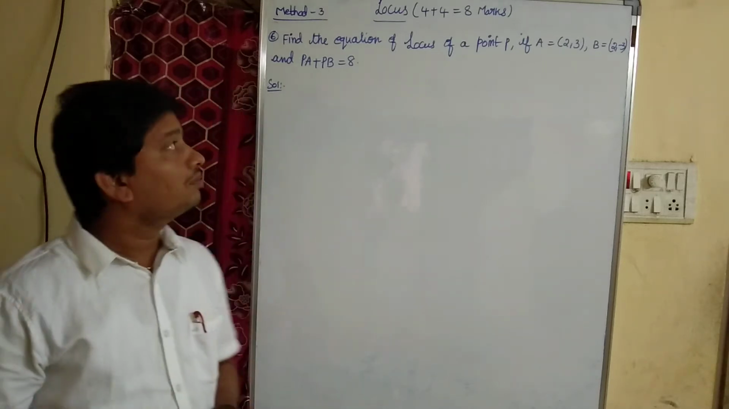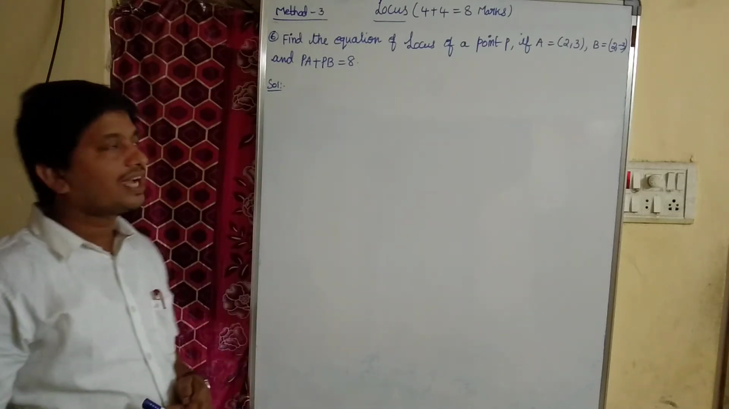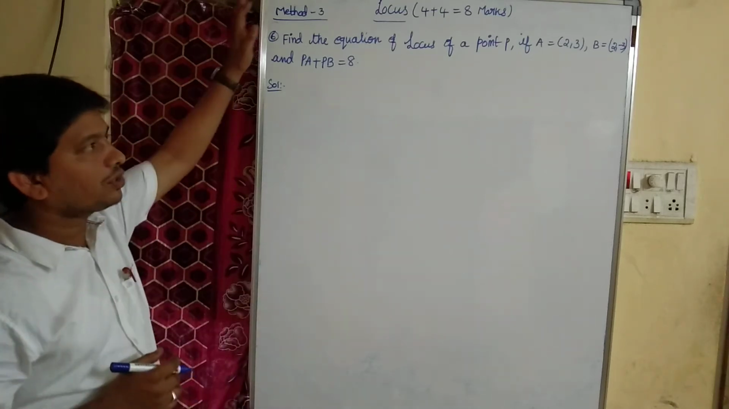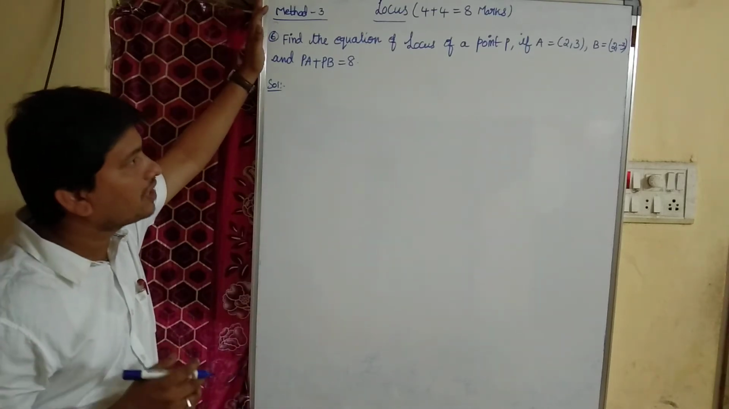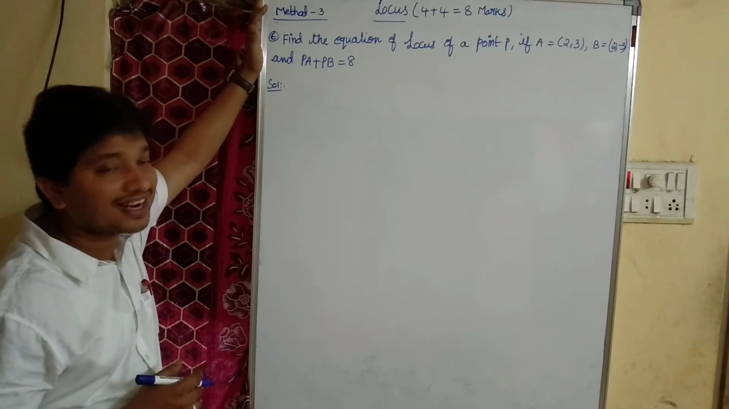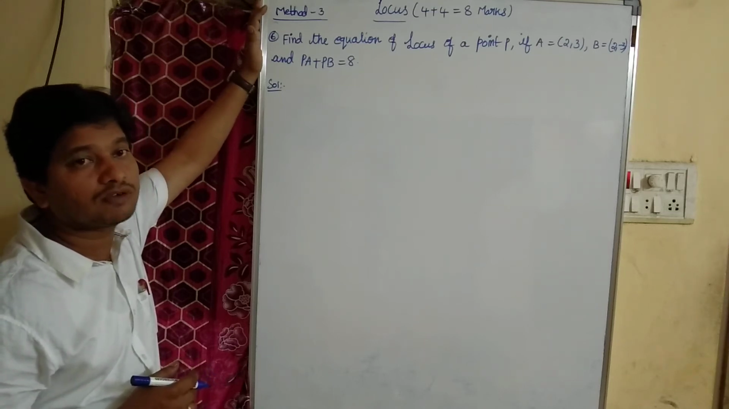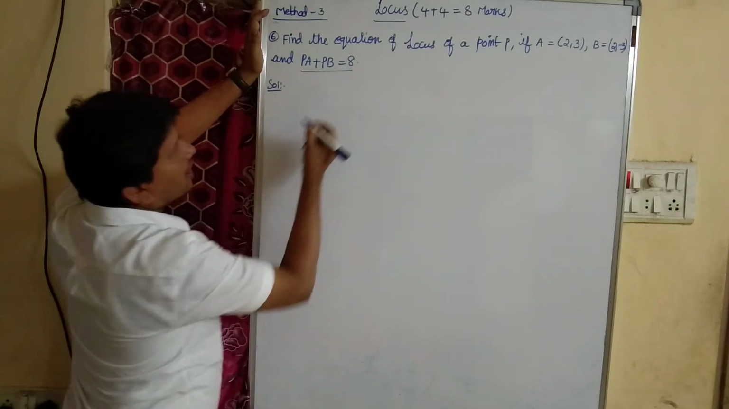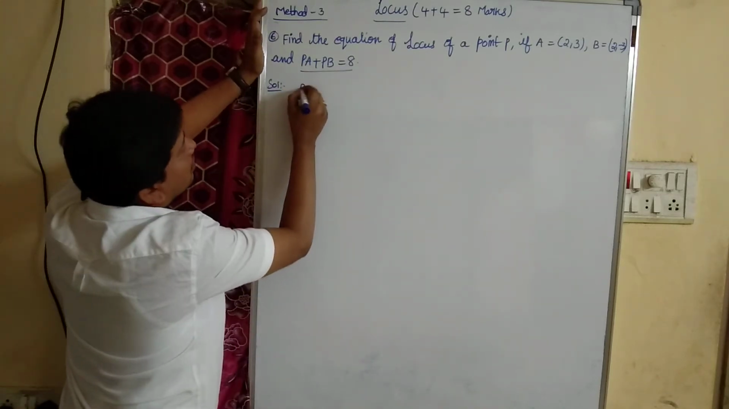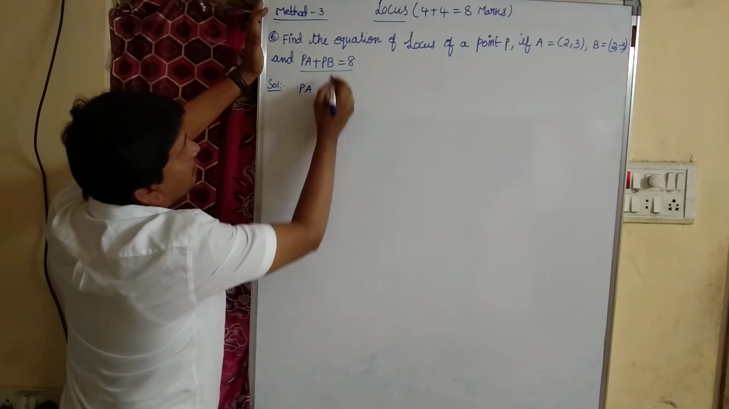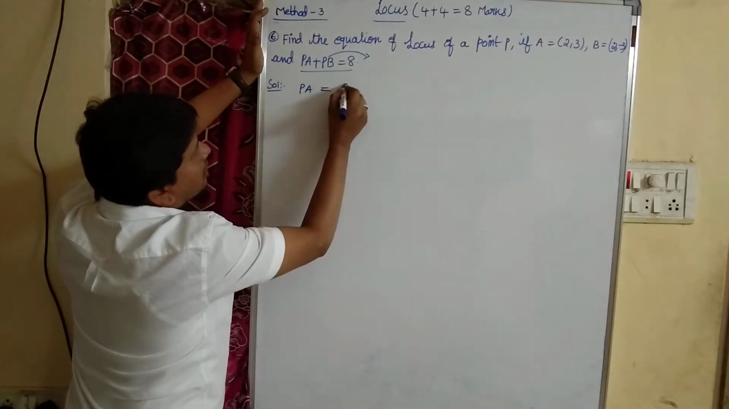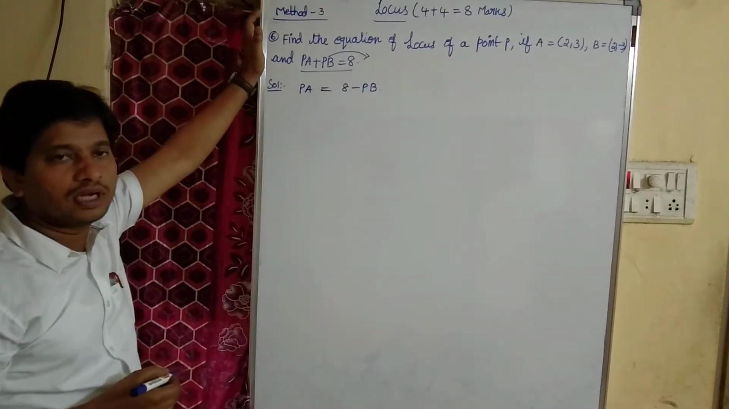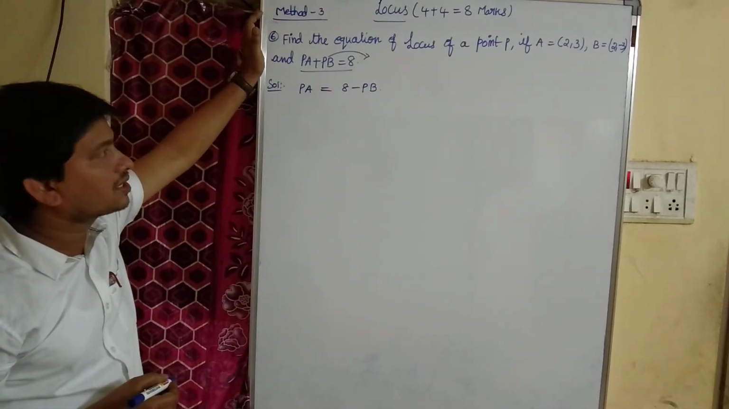Now coming to method number 3, find the equation of locus of a point P if A is given 2, 3 and B is given 2, minus 3 and the condition is PA plus PB equal to 8, right? So the given condition is PA plus PB equal to 8. So PA equal to, if you transpose PB, it will become 8 minus PB.